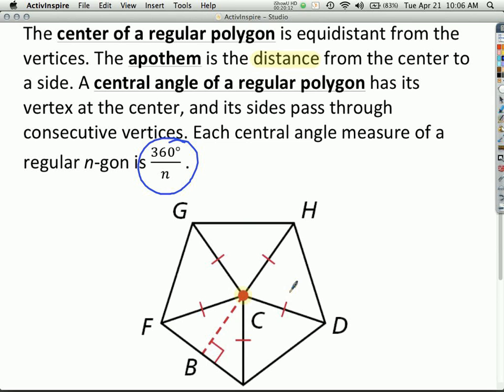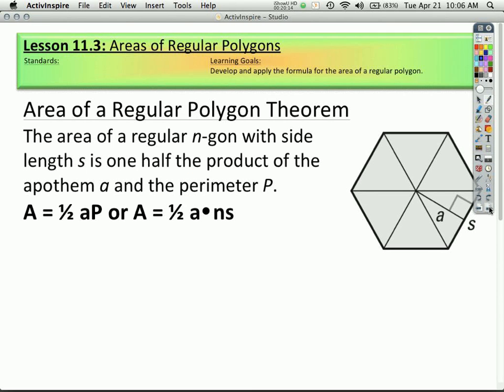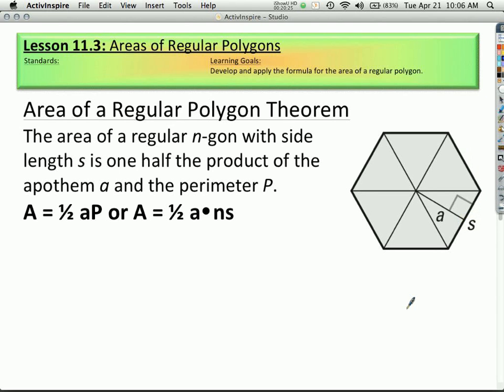So we're going to develop this formula a little bit, but here it is. The area of a regular polygon. It's written as a theorem, but we're going to focus mostly on the formula. Capital A, the area, is going to be half the apothem times the perimeter.